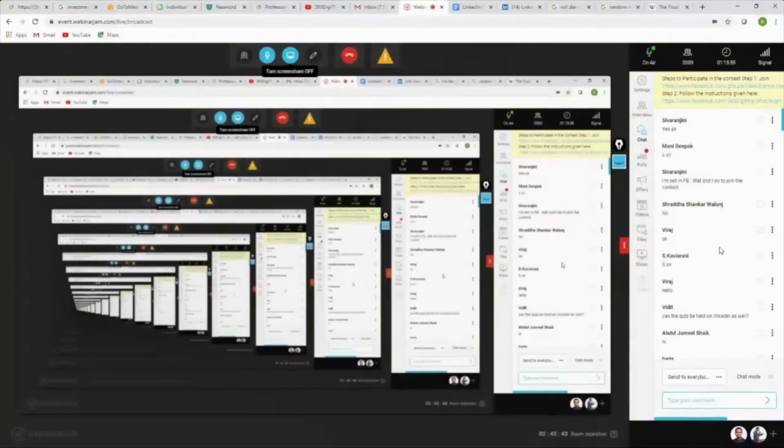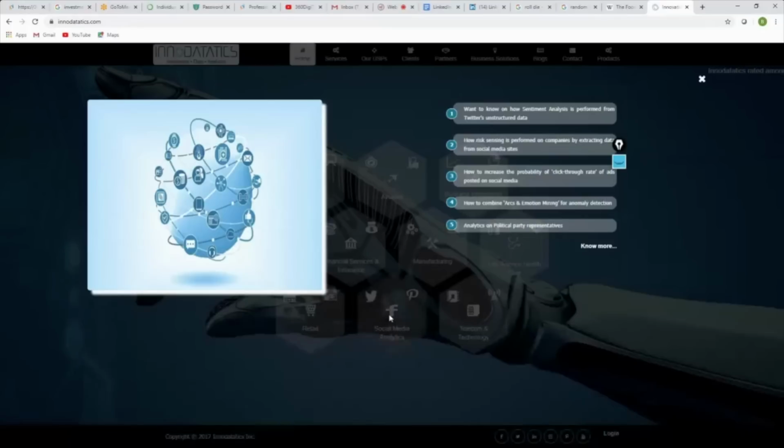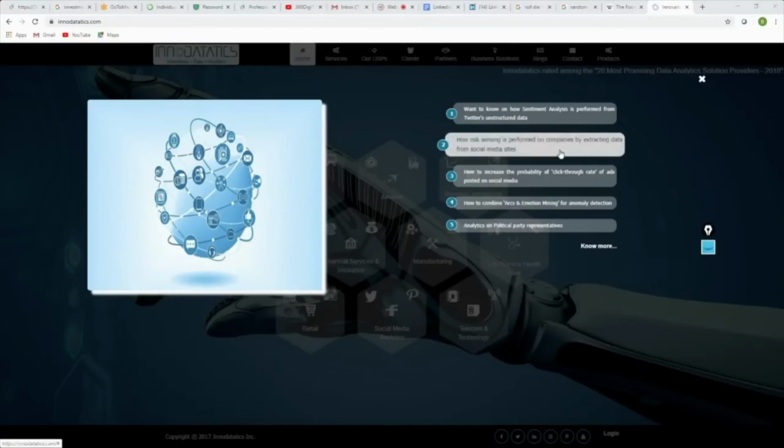I can explain about a few projects which are exclusively run on social media analytics. That's called as social media analytics. We have on our company website also something called as social media analytics. It's all about extracting the sentiments from Twitter, extracting the data. You perform risk sensing for organizations. Is there anyone writing negatively about your organization on Facebook? We need to know that because certain segment of people prefer Facebook for these kind of casual talks.